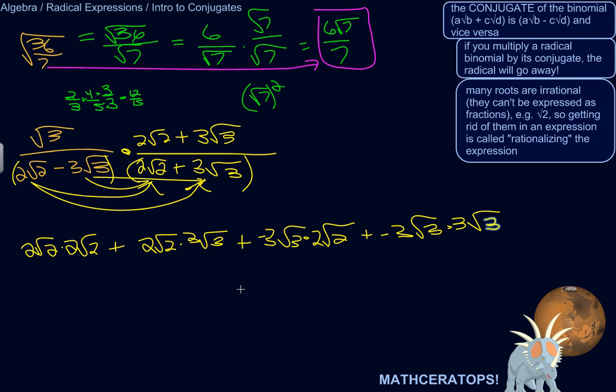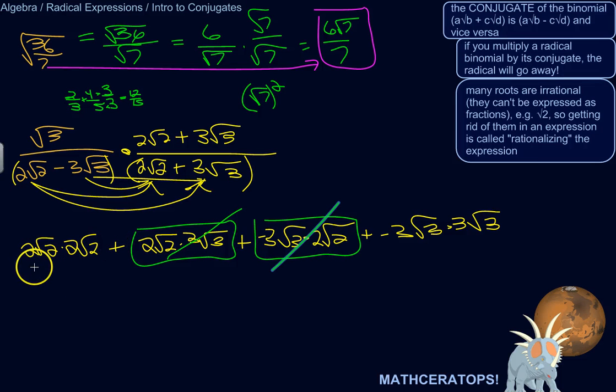The key here is this. This and this term cancel out. These are just in a different order. 2 square root of 2 times 3 square root of 3, and then negative 3 square root of 3 times 2 square root of 2. So these are the same thing, except this one's negative. So these are going to cancel out. This plus this is going to equal 0. And that's the key here.